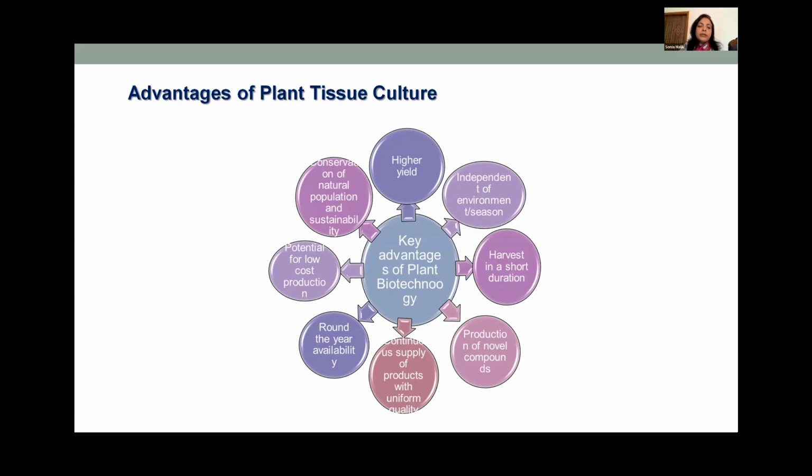And another important point is the year-round availability. It's not like we have to depend on the season to obtain the particular compound. In tissue culture, we can obtain the particular compound throughout the year, and it has the potential for low cost production, but it is not very real actually. In tissue culture, it is one of the aspects in some of the plant species, but actually the cost incurred in tissue culture is very high. So it depends on which kind of plant species we are taking into account.